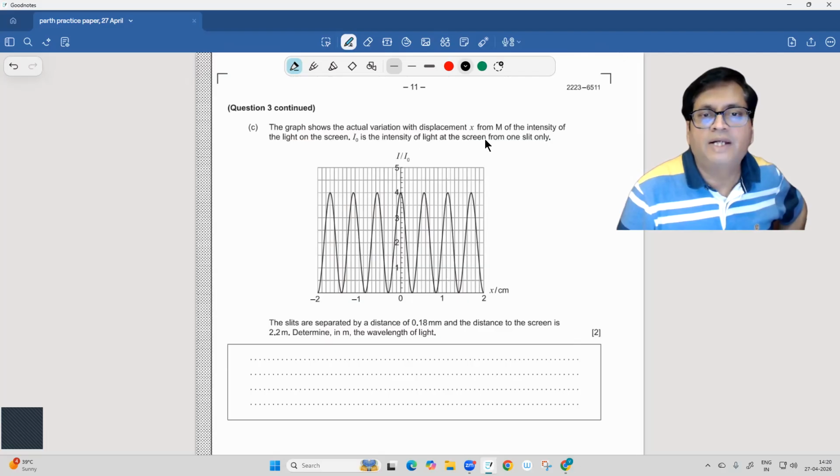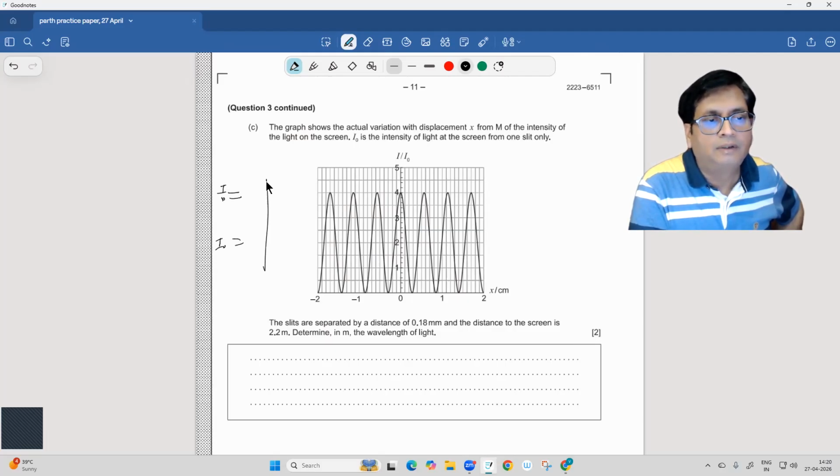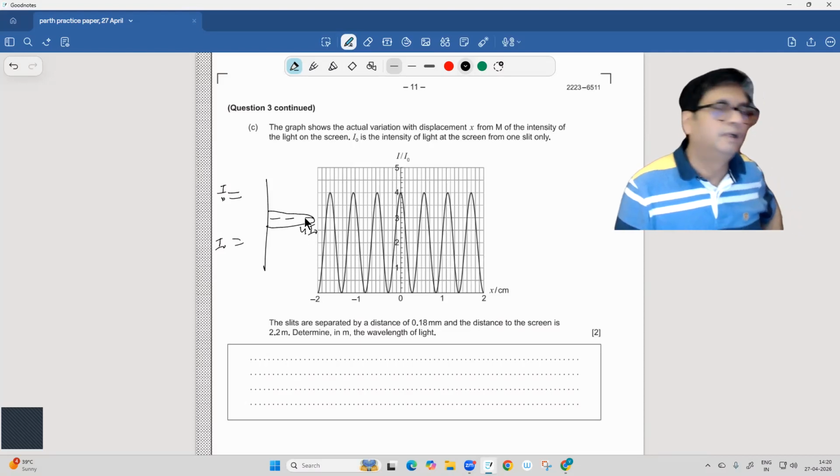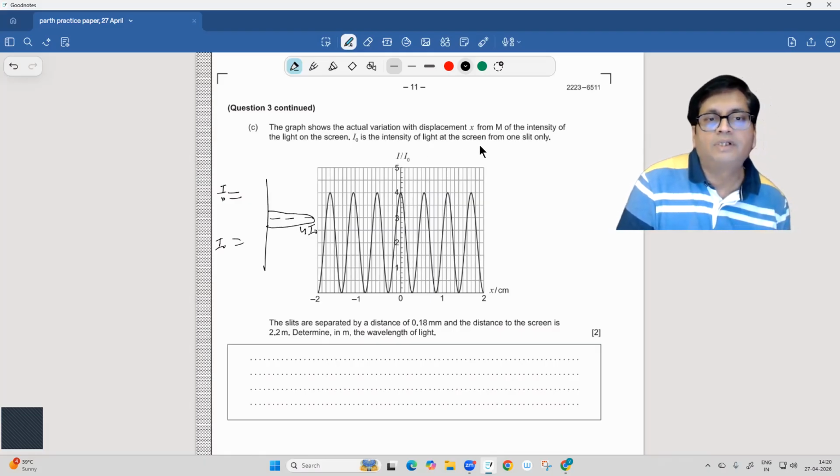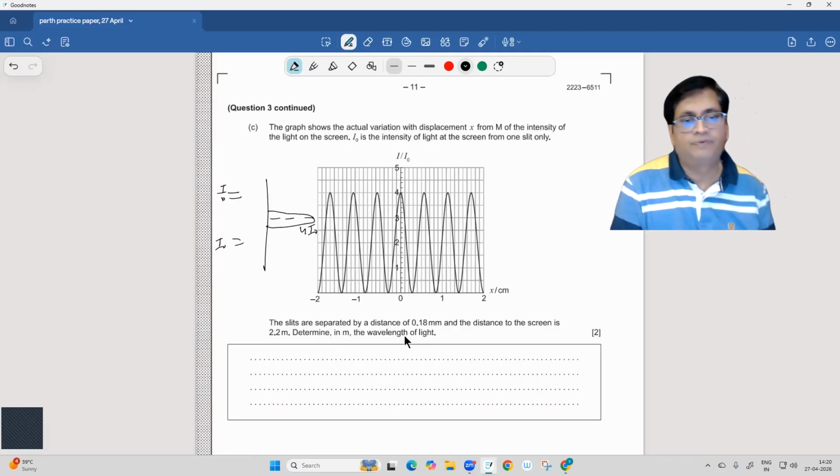I naught is the intensity of the light at the screen from one slit. So one slit gives I naught and the other slit gives I naught. Then the maximum intensity here is 4 I naught, right? At the right point. And that is the theory, right? Yeah, 1, 2, 3, 4 I naught. The slits are separated by a distance of 0.18 and the distance to the screen. This is determining the wavelength of light, right?